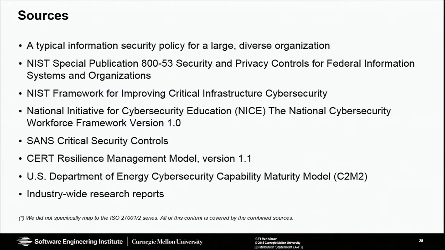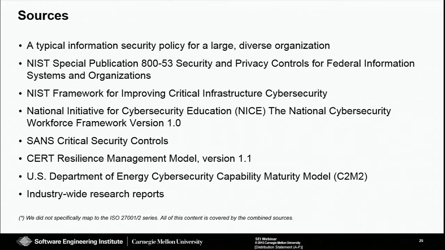Here are the sources we considered. Hopefully many of these are near and dear to some of your day-to-day efforts. We looked at a range of typical information security policies for large, diverse organizations, both geographically and mission and production diverse. In the U.S., there's a whole series of publications from the National Institute of Standards and Technology, specifically 800-53, which is a catalog of security and privacy controls. Some of you may be familiar with NIST's work, the cybersecurity framework that they have developed and have been promoting for use.